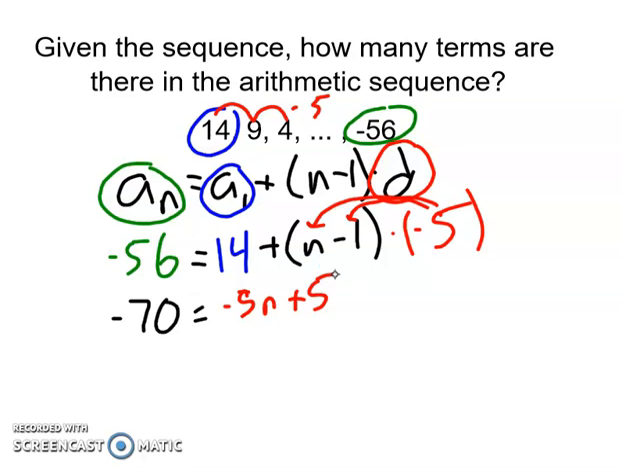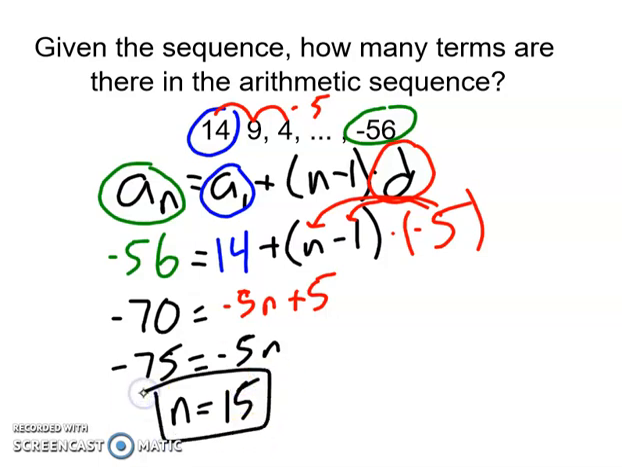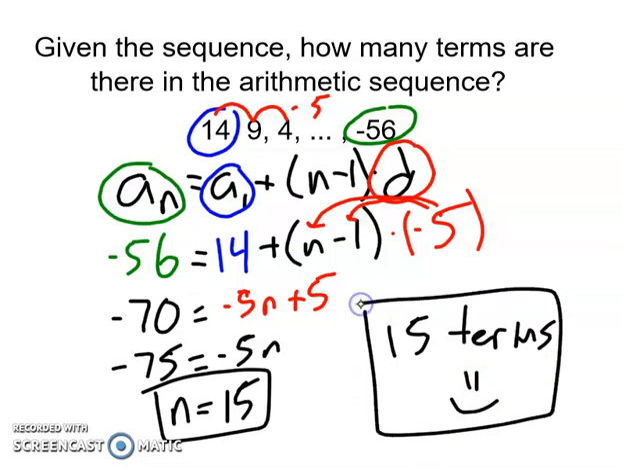All right, so now we want to solve for n. I'm going to subtract 5 on both sides. I get negative 75 is equal to negative 5n. I divide both sides by negative 5, and then I get that n is equal to 15. Yep. n is equal to 15. So there are 15 terms in this sequence. That's all.